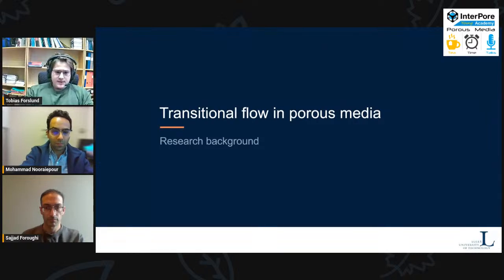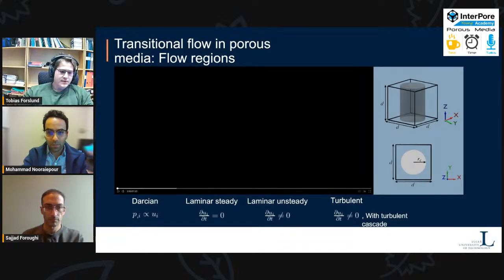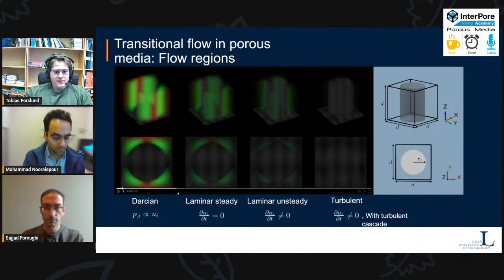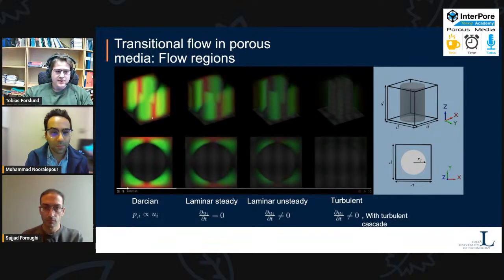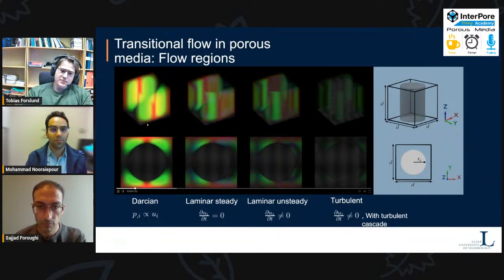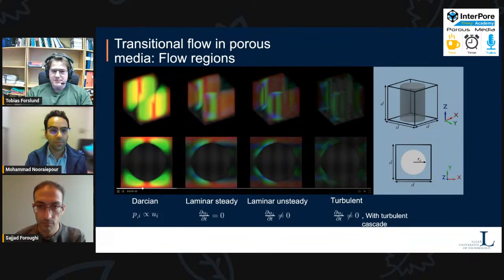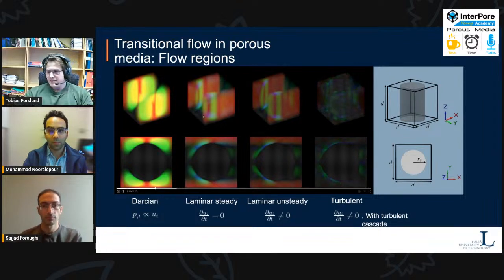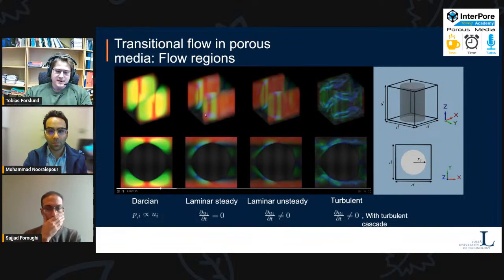So let's get into it. Transitional flow in porous media and how we define it. I'm going to show an animation here where you can see how the different regions of flow in porous media look like. Furthest to the left here, you can see a Darcian flow. I don't mention specific Reynolds numbers here because the Reynolds numbers aren't really important. You can define them however you want. The important thing is that it would increase to the right.